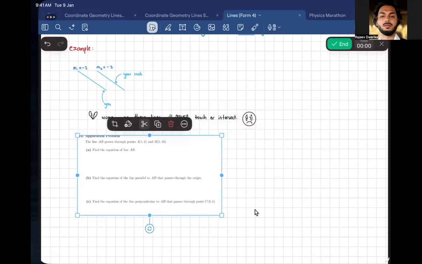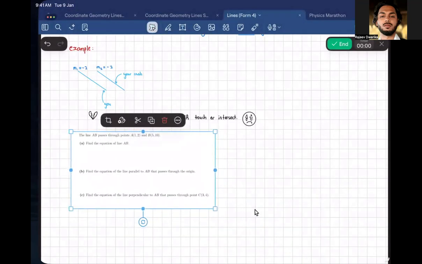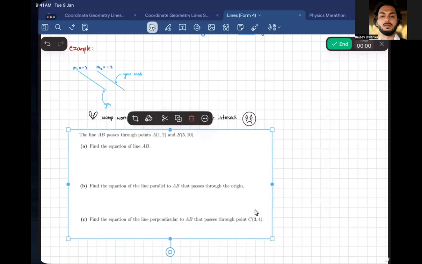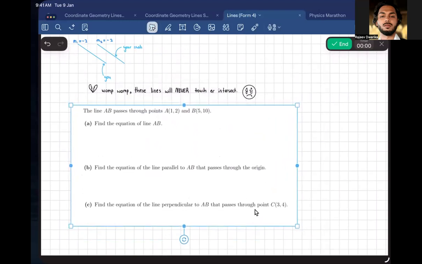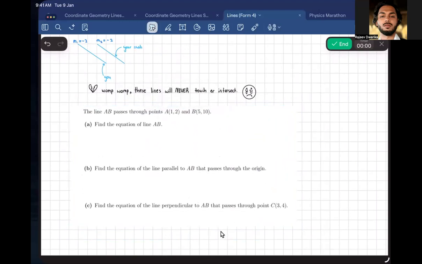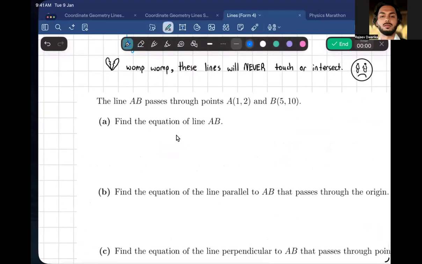So let me go. Right. So I need some help with this question. Priscus, I'm gonna volunteer you. You're gonna help me, right? Okay. Right. So Priscus, they want us to find the equation of line AB. How am I going to do that?